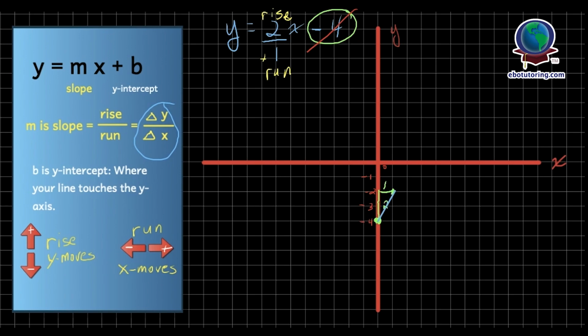Let's extend the line to make sure. So we're going to go up 2, over 1. You see how this keeps going? I can just extend it now that way. Just up 2, over 1, up 2, over 1, up 2, over 1. Ooh, look at that. How far it goes. Same thing down here.